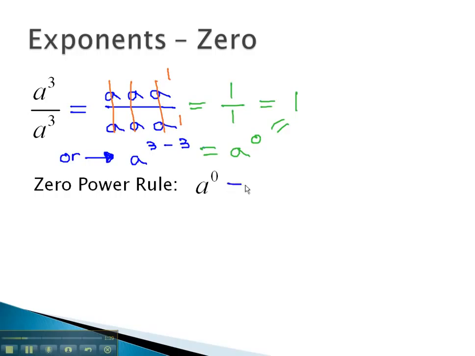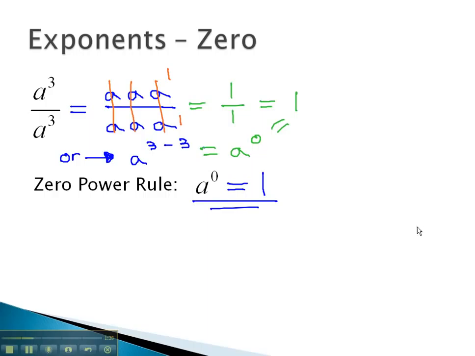This is the zero power rule. Any number, any variable, any expression to the 0 power will always equal 1. a to the 0 simply means that all the a's have divided out, leaving a 1 behind.